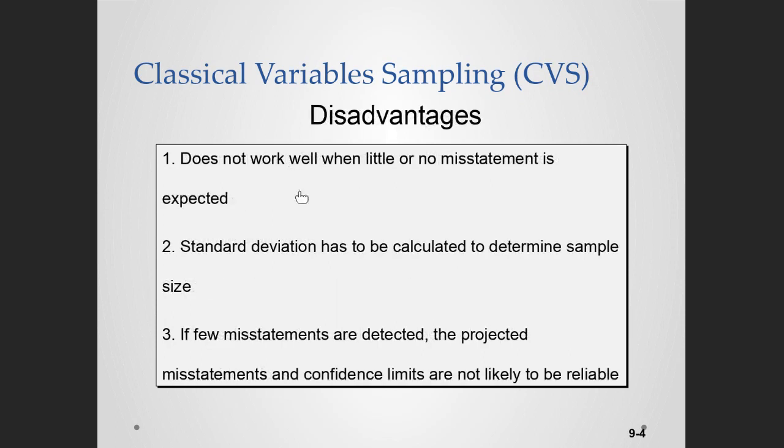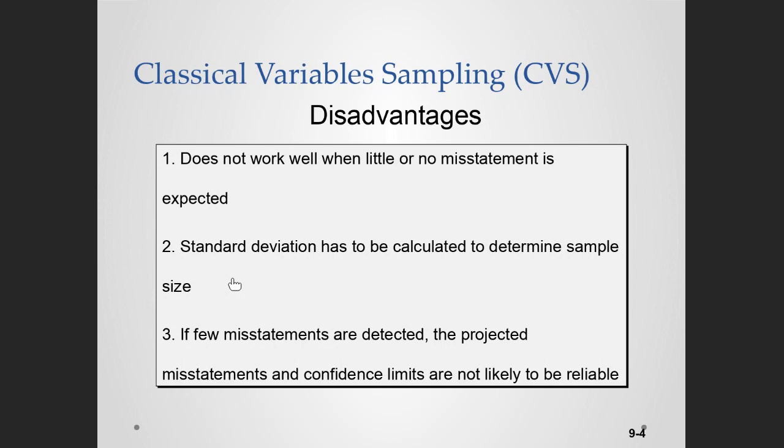The disadvantages of classical variable sampling are as follows. The first is it does not work well with little or no misstatement expected. So if you're not expecting a lot of misstatements, this is not a good method to use because the formulas and the calculations do not work very well. In the case of monetary unit sampling, if you're expecting fewer misstatements, that is a better method to use. So this is a disadvantage for classical variable sampling if you're not expecting many misstatements. The second is standard deviation has to be calculated.